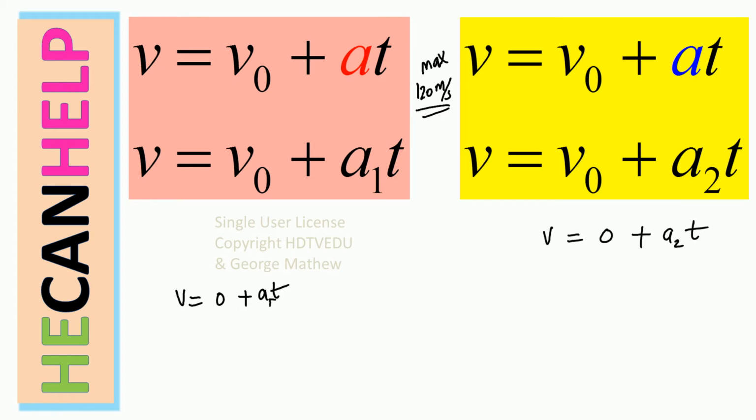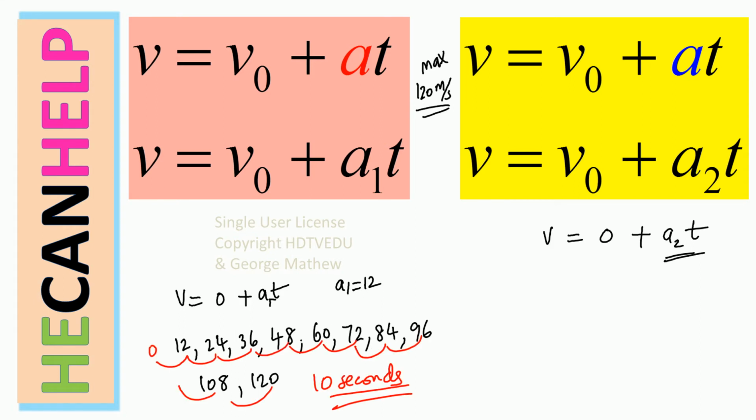So this is acceleration 1 and this is acceleration 2. If acceleration 1 is 12, from 0 it becomes 12, from 12 it becomes 24, from 24 it becomes 36, from 36 it becomes 48, 60. Now if it is 20, from 0 it becomes 20, from 20 it becomes 40, 60, 80, 100, 120. That takes 6 seconds. The second car reaches 120 meters per second in 6 seconds. The first car reaches 120 meters per second in 10 seconds.